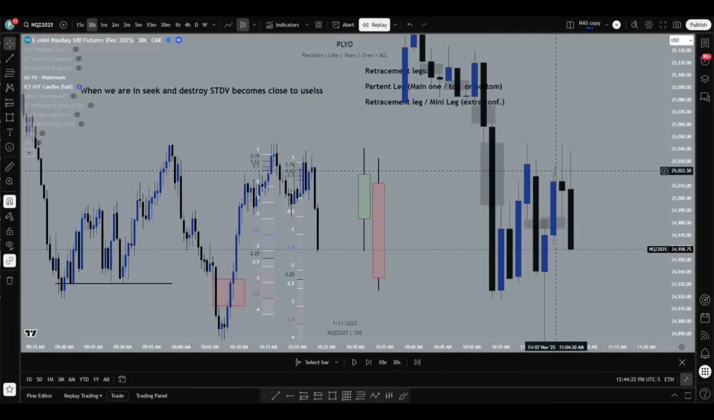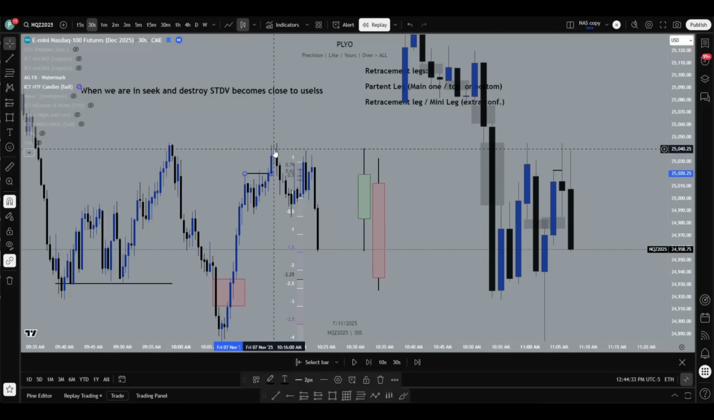We created a swing point. You can kind of see this little high right here, this candle's high gets swept. That's exactly what this little wick is right here. This wick gets swept. We create another high. That's this wick at the very top.